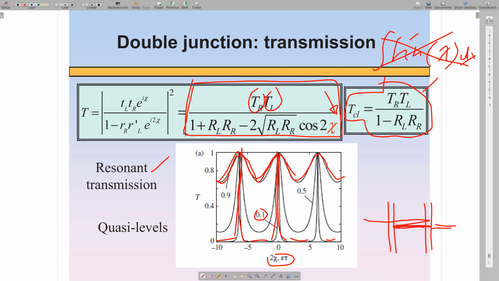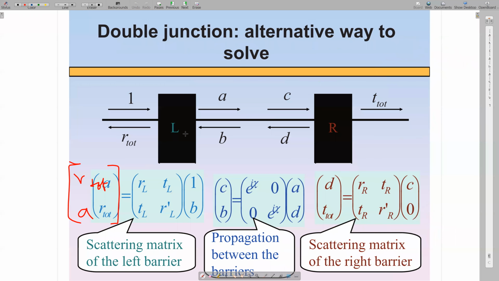Right, so I told you about the double junction. We will revisit it soon. Let me show you an alternative way to solve the resulting equations. I guess it's rather clear. I don't want to talk much about this.